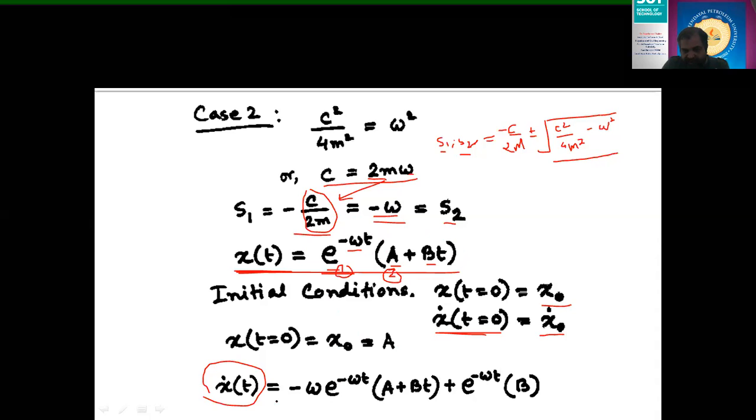So let us take the derivative of this. Omega will come out, so minus omega into e raised to minus omega t. The second term will be as it is, so I'm putting the same term. Then plus, the first term will be as it is, and this t is constant, so only b remains. So x dot of t will be this.